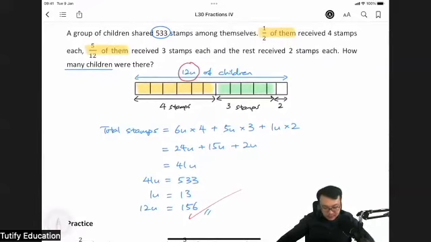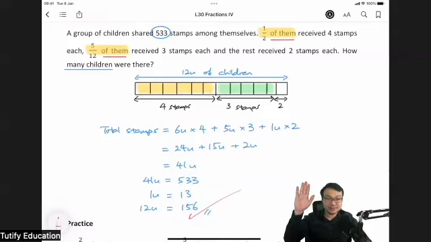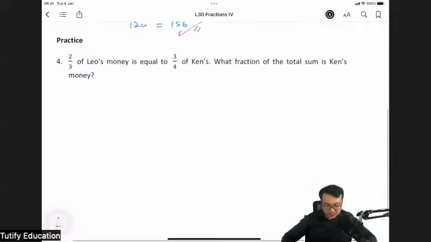Anyone don't understand what's happening with the model? Need to ask? I just need to reiterate to you. Whatever I'm drawing in the model is not the number of stems. I'm drawing the number of children, because the question is saying 'of them', and them refers to the children. Questions? Raise hand. Anyone? All right. Try the next one. Moving on.